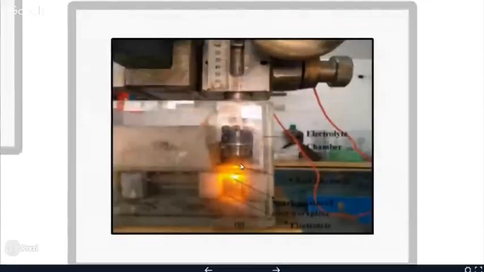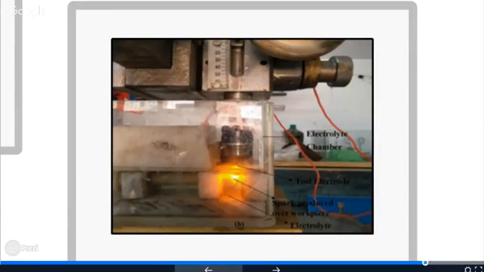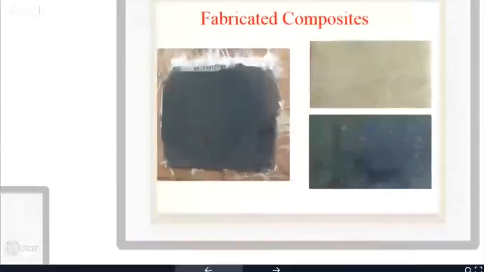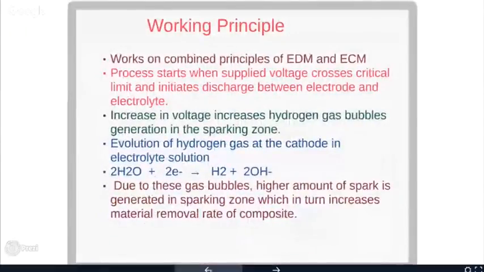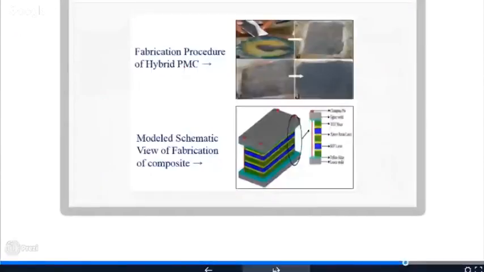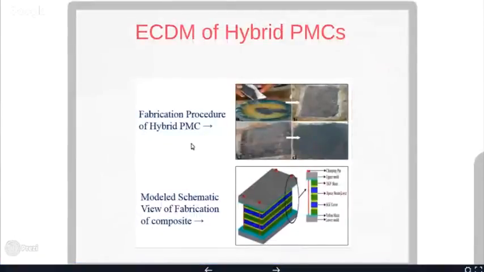Now you just check here. This spark is generated because of the ECDM process. So this is the ECDM machine. Here the spark is generated, and here the workpiece is a polymer matrix composite, PMC. How we make the PMCs is given somewhere in the slides. Fabrication of hybrid PMCs, polymer matrix composites.